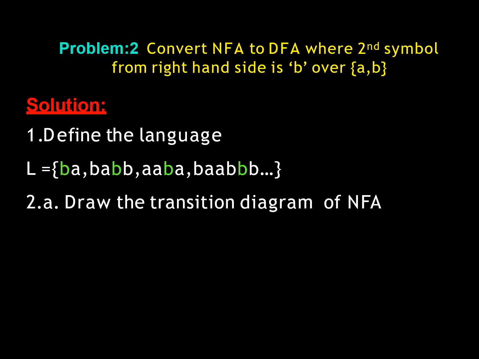Okay. The second problem. This is your second problem actually. Convert NFA to DFA where the second symbol from the right hand side is B. Okay, what's the meaning of that? What could be the basic string for this? Second symbol, consider this is the right hand side. Okay, so second symbol from the right hand side is B. It means that the symbol before the last should be B, like this.